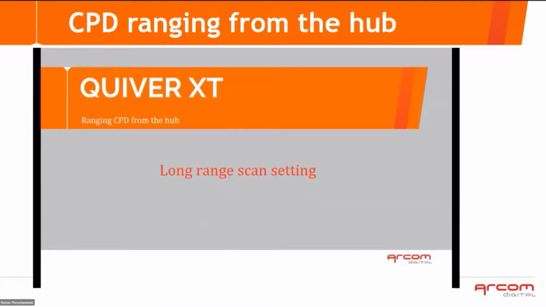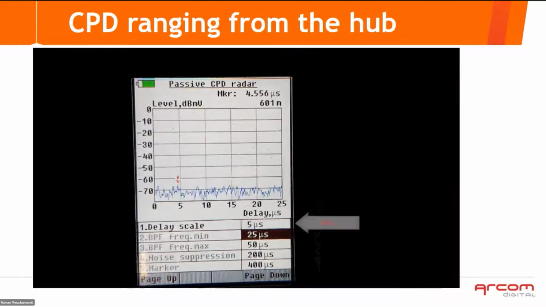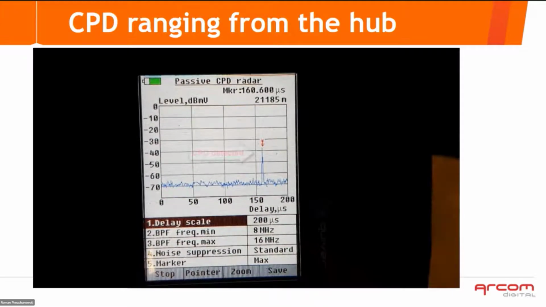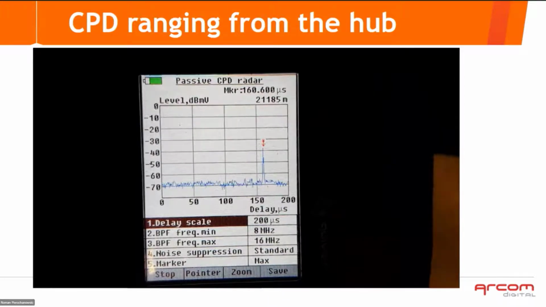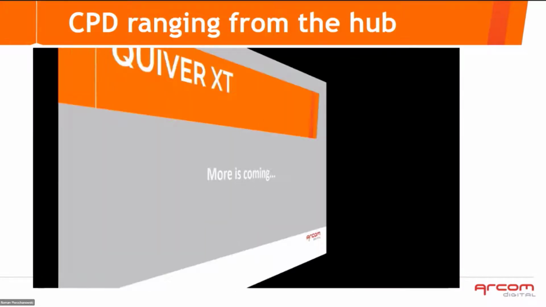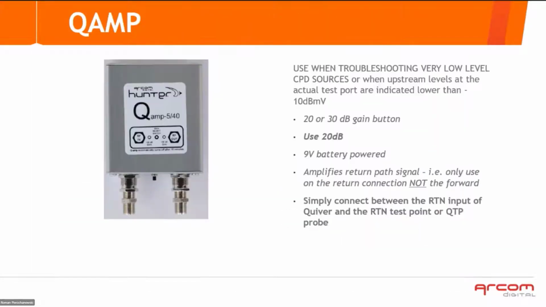Now we will extend this delay range to 200 microseconds. That allows us to see the peak from very long distance. It was tested in Europe at that time, and it was 21 kilometers. So we could do this from a distance, verify if it was there.